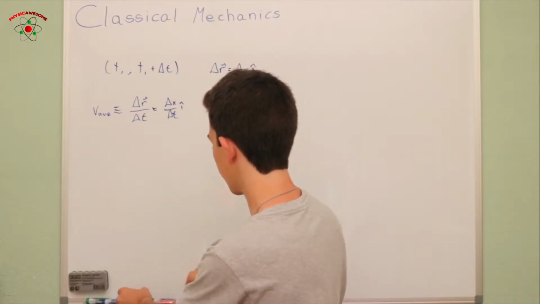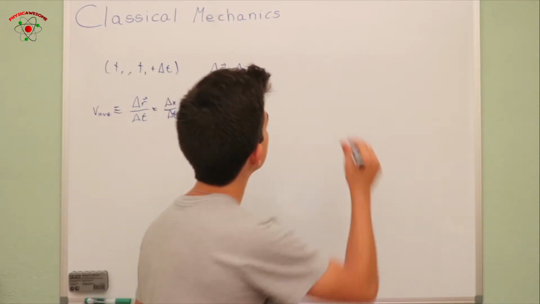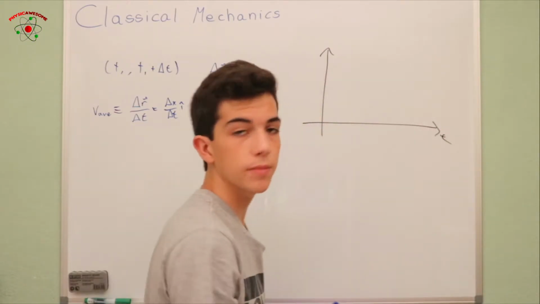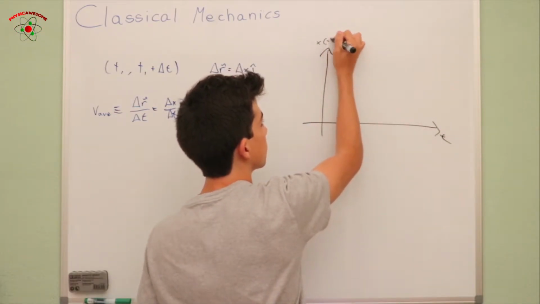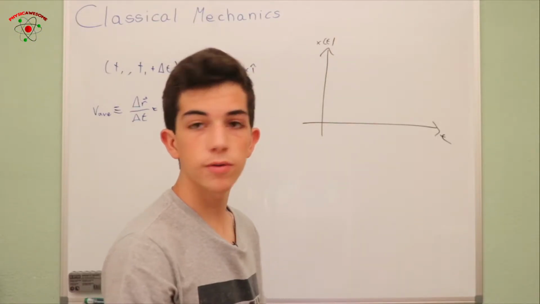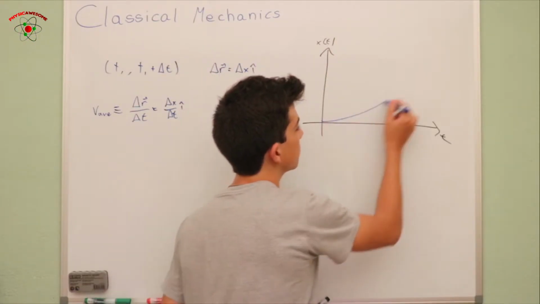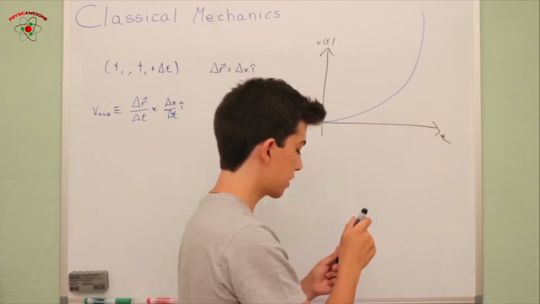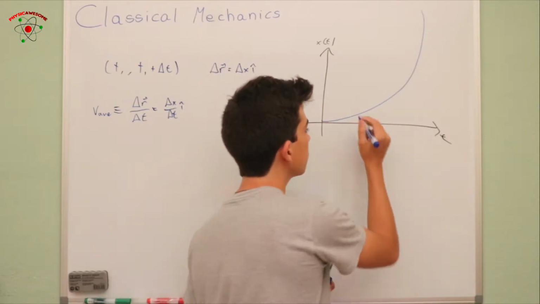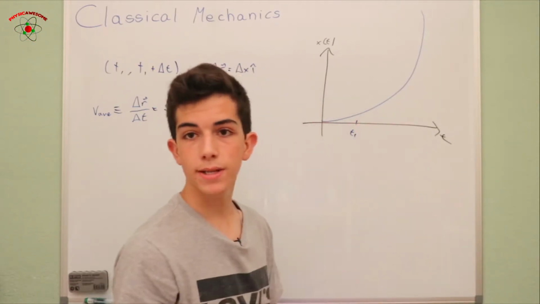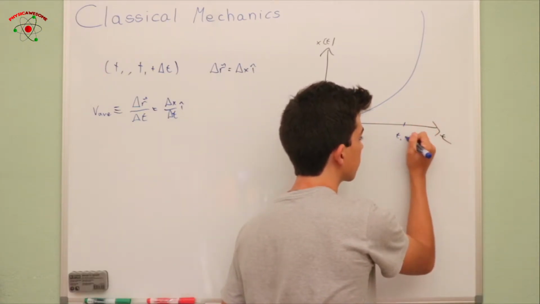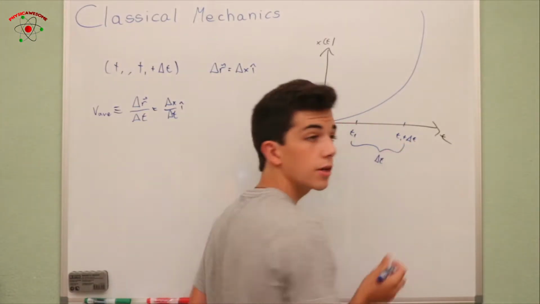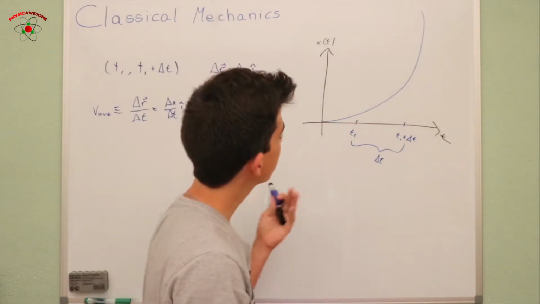Okay, so if we have a graph, I'm going to draw over here, of time versus position, and we're going to have a curve on it, that's going to be the position over time of a particular object. And let's see if we have some times over here. We have t1 and t1 plus delta t. And this would be delta t, the time interval in which we are examining velocity.